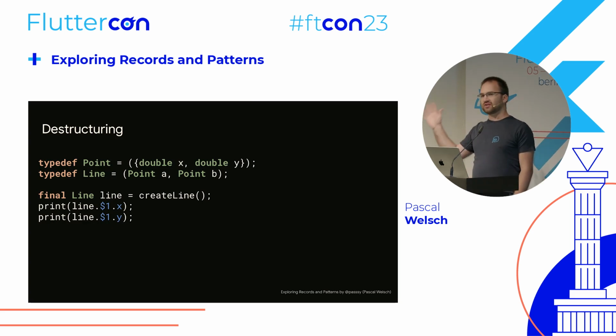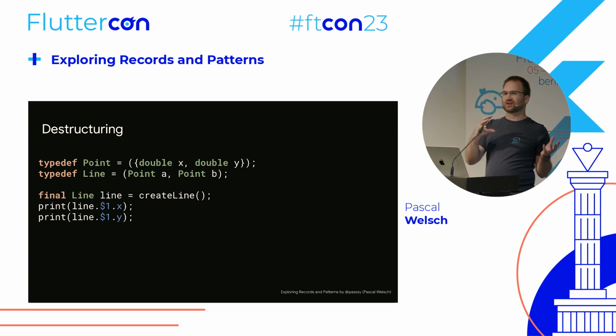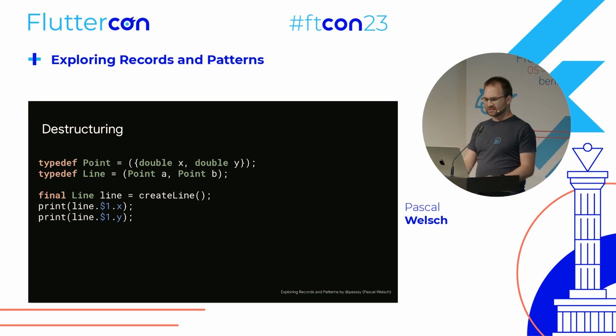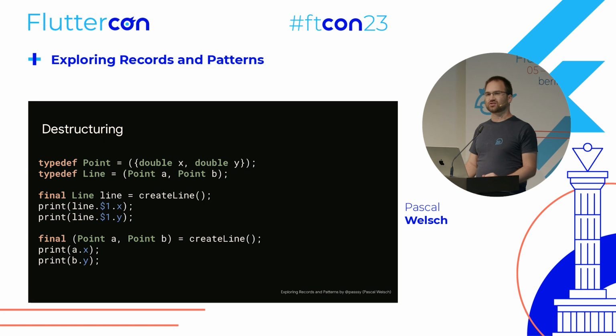Now let's leave records behind and destructure them. This is another cool feature. So we continue with point and line, and a line is, of course, nothing else than 2 points. And use the values from there.